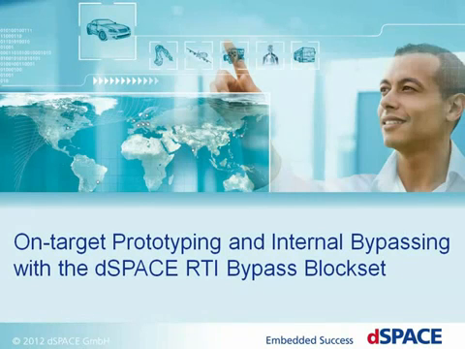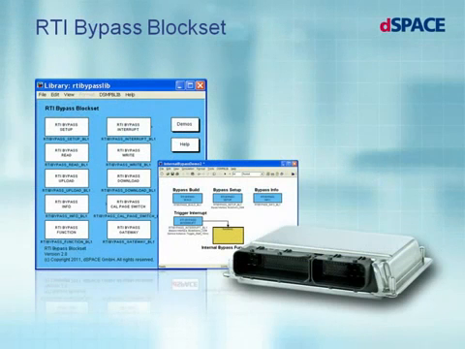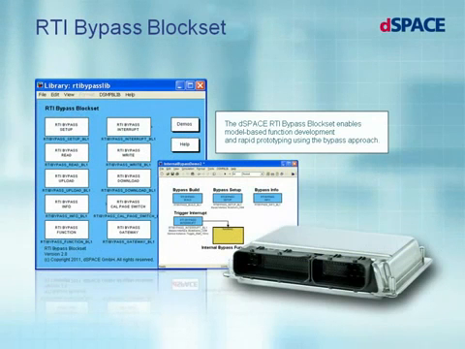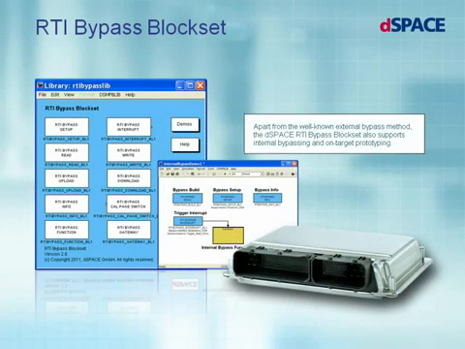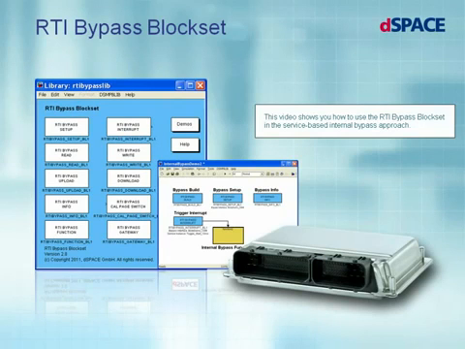On-target prototyping and internal bypassing with the dSpace RTI bypass block set. The dSpace RTI bypass block set enables model-based function development and rapid prototyping using the bypass approach. Apart from the well-known external bypass method, the dSpace RTI bypass block set also supports internal bypassing and on-target prototyping. This video shows you how to use the RTI bypass block set in the service-based internal bypass approach.